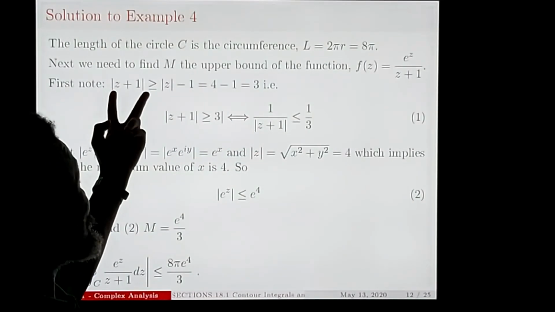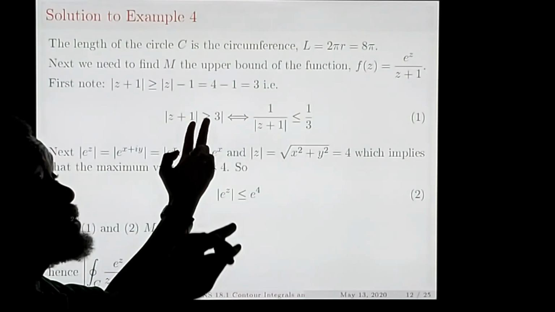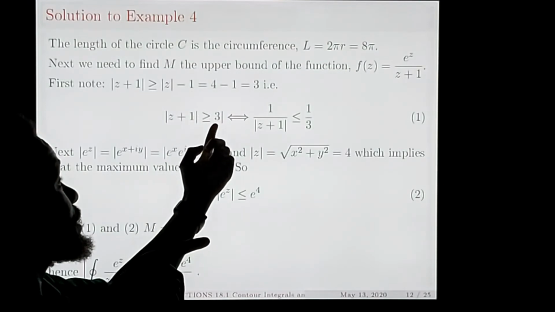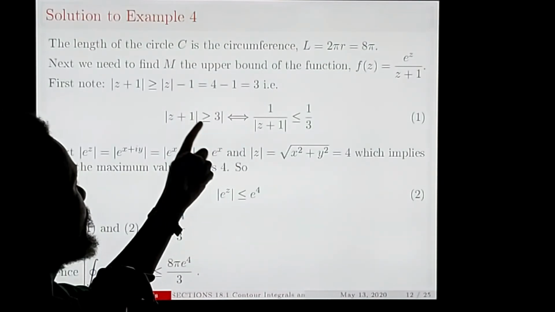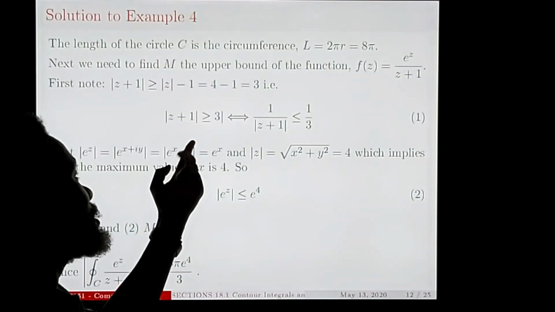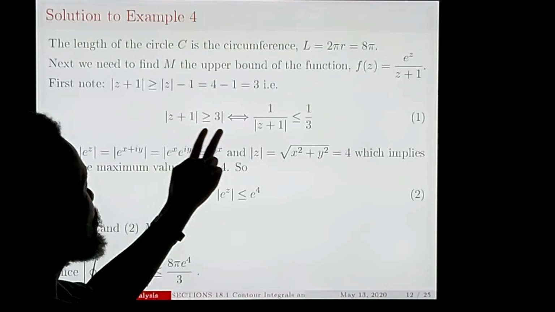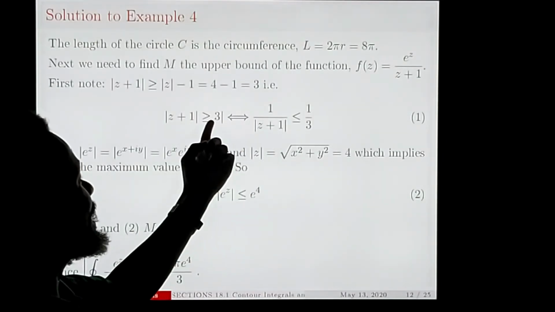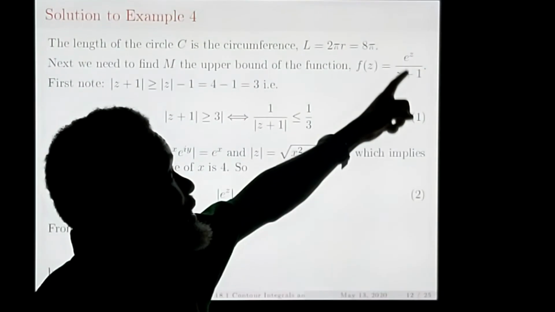So modulus of z plus 1 is greater than or equal to 3, which means if you take the reciprocal, because both are positive, you reverse the order. So 1 over modulus of z plus 1 is less than or equal to 1 over 3. That's one relation. So we found some relation for the denominator.